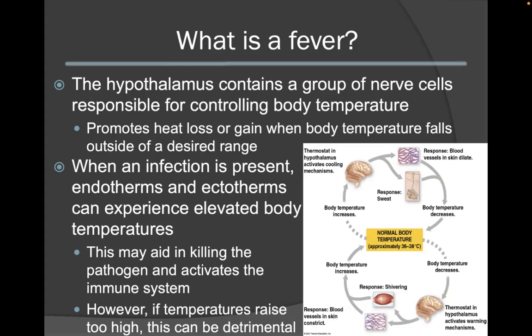This involves the dilation of blood vessels in the skin to dissipate the heat, as well as an increase in sweating. As a result, the body temperature will typically decrease. If the body temperature decreases too much, then the hypothalamus will activate warming mechanisms such as shivering and constriction of the blood vessels. This will lead to an increase in body temperature.